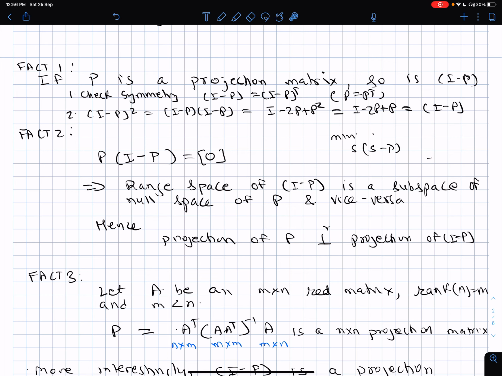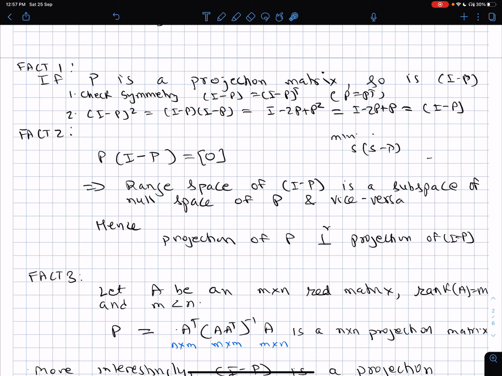So therefore the range space of I minus P is a subspace of the null space of P, because the null space of P is the set of all vectors z such that Pz is 0. Since P into I minus P is a zero matrix, whatever x vector I multiply, Pz is 0, so the z vector comes in the null space. Therefore the range space of I minus P is a subspace of the null space of P, and vice versa, which you can easily show.